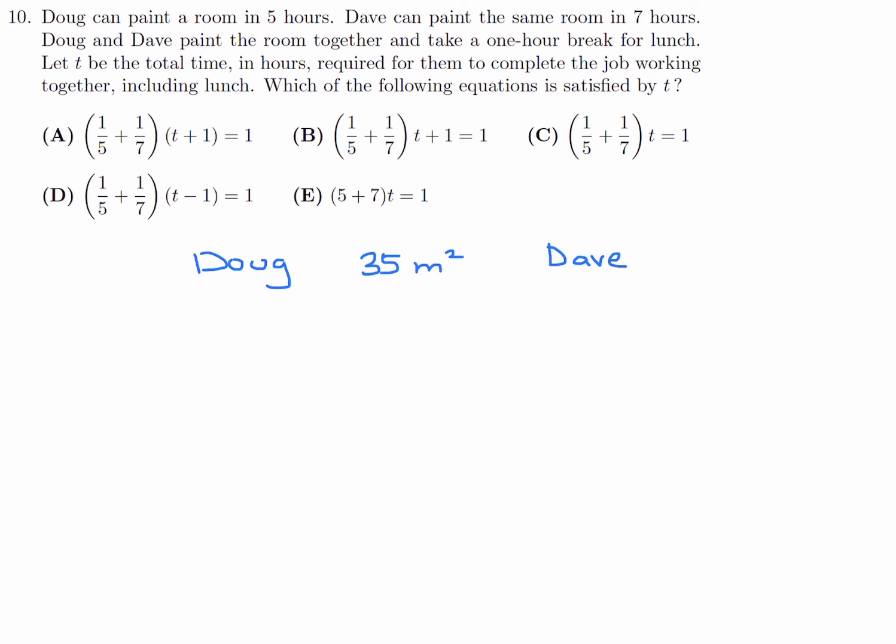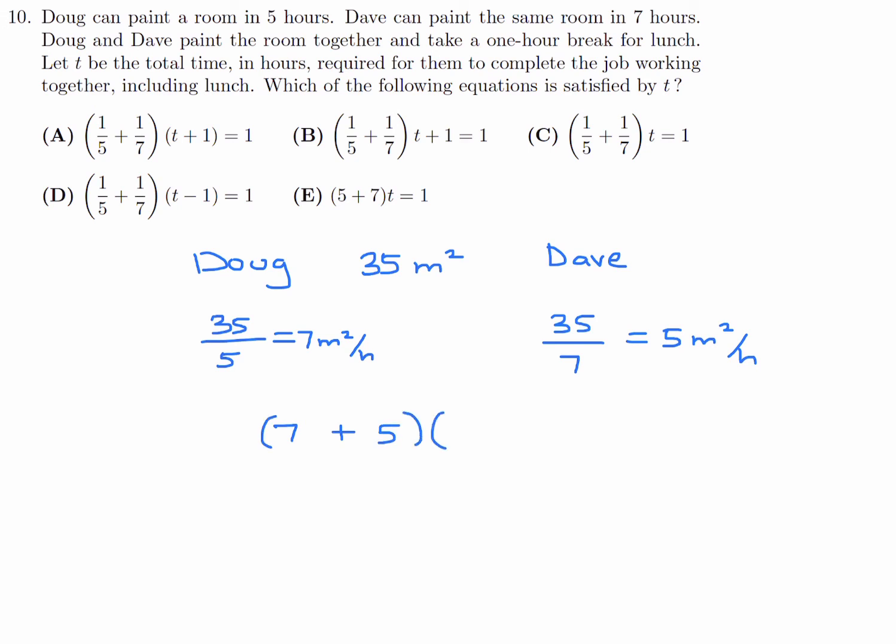So Doug, it would take him 35 divided by 5, 7 meters per hour. That's his rate that he paints. And Dave, similarly, 35 is the total. His total time to complete it working alone was 7 hours. So he would paint at a rate of 5 meters squared per hour. Now, working together, it would be 7 meters squared per hour plus 5.